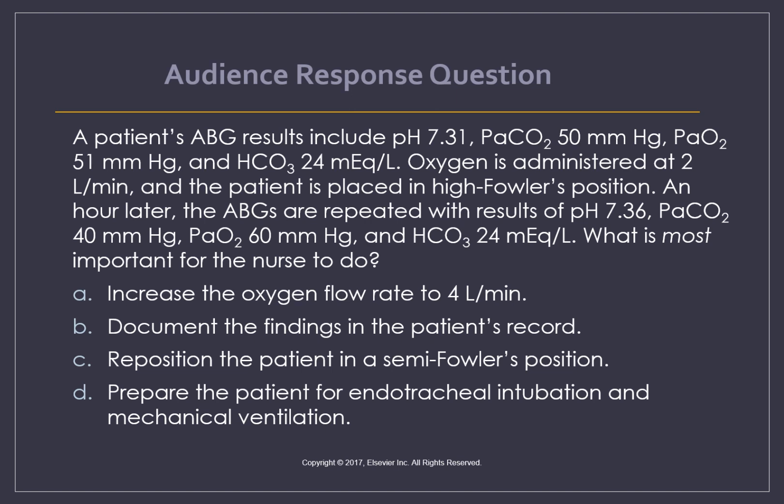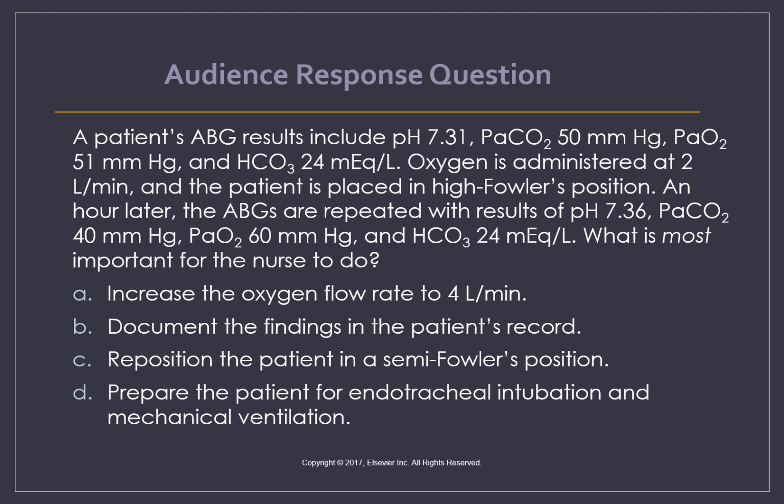The most important thing to look at here is it's been a whole hour that this patient's been on the oxygen, and we've got another ABG result, and that PaO2 is still abnormal. So we're definitely going to want to increase the oxygen flow rate to 4 liters, because again, the most indicative of the patient's status is going to be your ABGs. Documenting the findings in the patient record means that we're okay with it being at 60 and we're not going to be intervening.